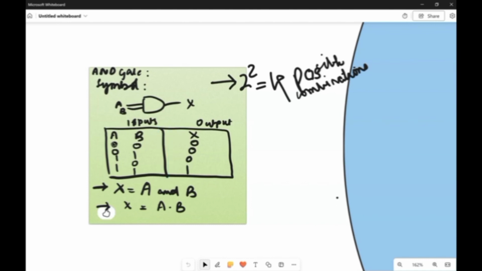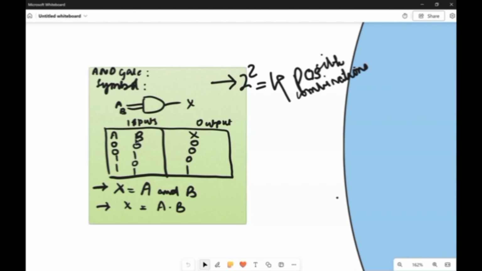So as seen, the A column would be 0, 0, 1, 1 and the B column would be 0, 1, 0, 1. This stays constant for any logic gate with two inputs, so memorize this part. What the AND gate does is it multiplies your inputs, A dot B. So it's like simple maths. You do 0 into 0, you get 0; 0 into 1, 0; 1 into 0, 0; 1 into 1, 1.